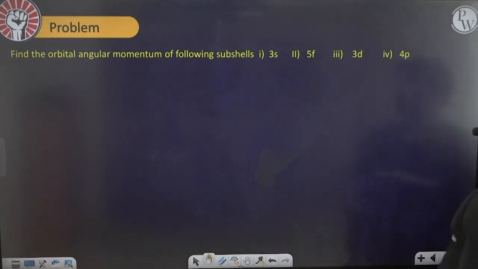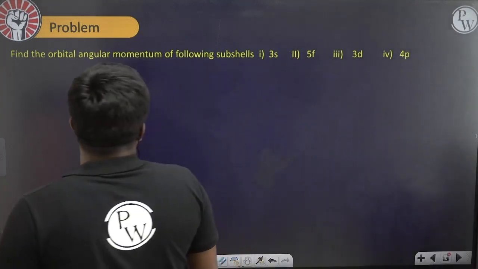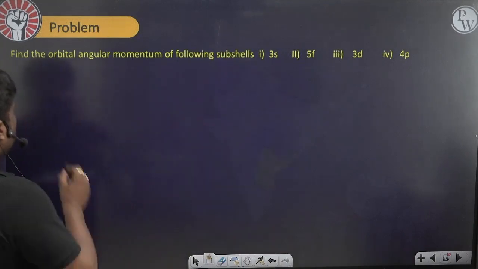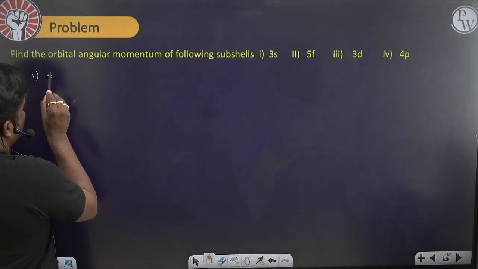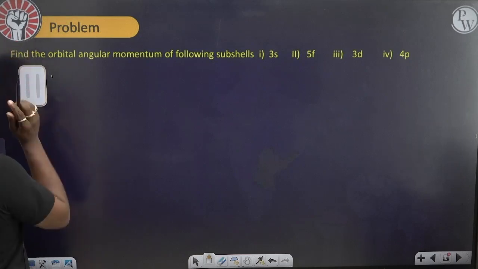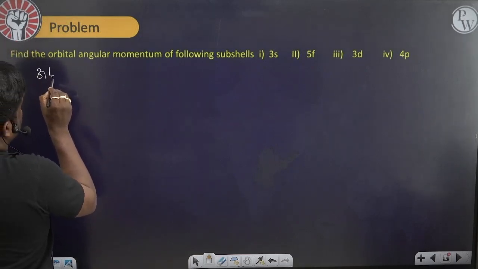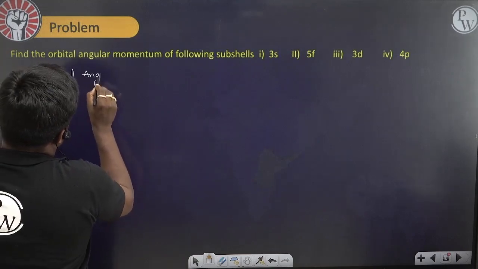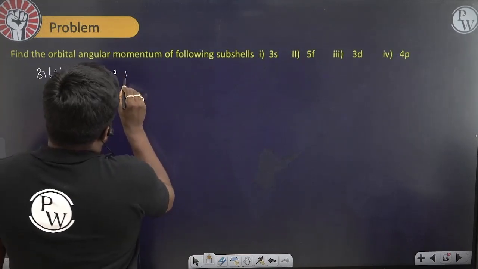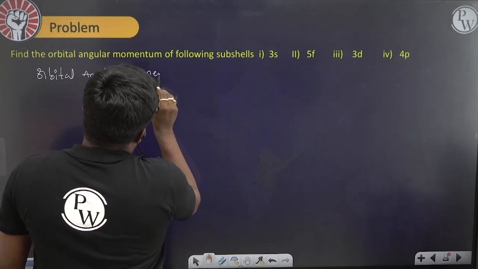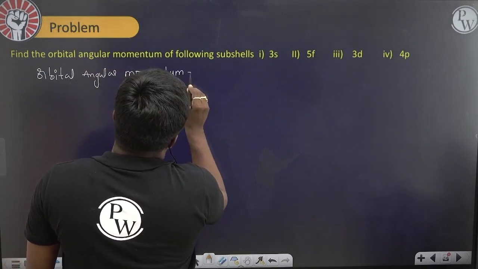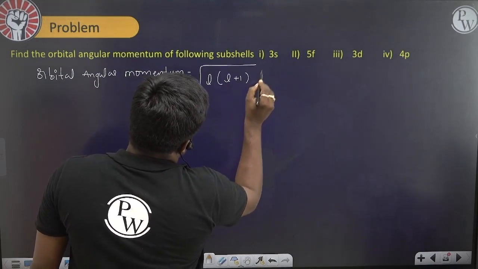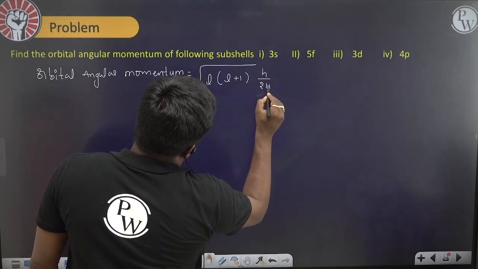Next question. Find the orbital angular momentum of the following subshells. First one, see the orbital angular momentum formula. Orbital angular momentum is equal to under root L into L plus 1 into h by 2 pi.